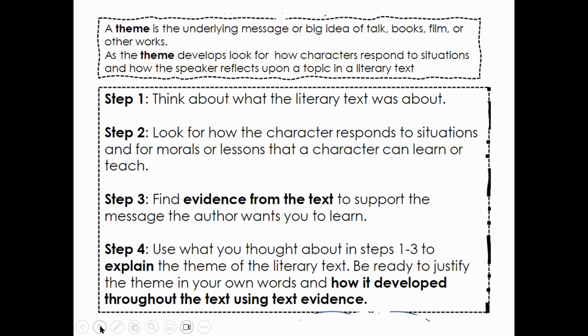Step 3, find evidence from the text to support the message the author wants you to learn. So we're always going to look for that text evidence. Step 4, use what you thought about in steps 1 through 3 to explain the theme of the literary text. Be ready to justify the theme in your own words and how it developed throughout the text using text evidence. Again, we always want to refer back to the text, even with theme. And remember, theme is the moral message of the story.